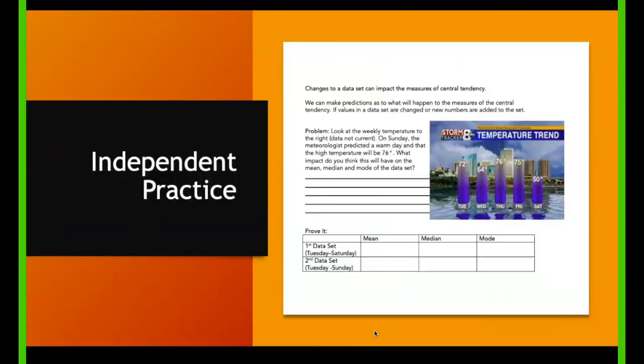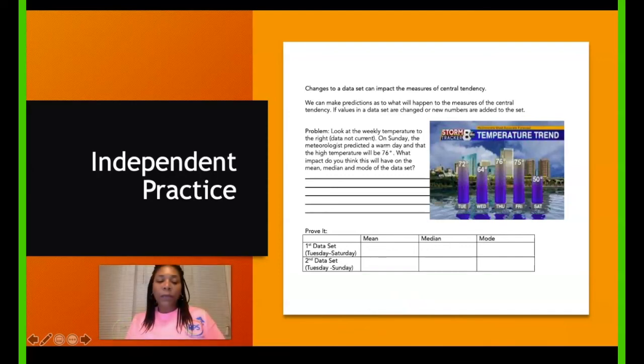Awesome job. So here's your independent work. You're going to do basically all of the things that we worked on today. What we're going to be looking at here is changes to data and the impact on central tendency. Same thing we've been doing. This is based on some temperature trends right here in RVA.